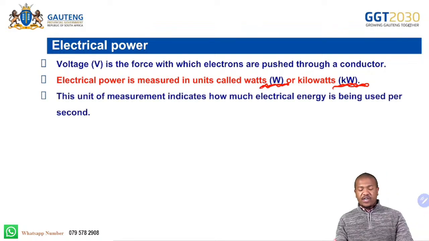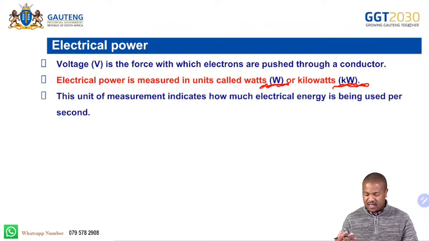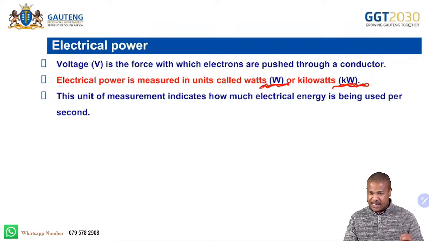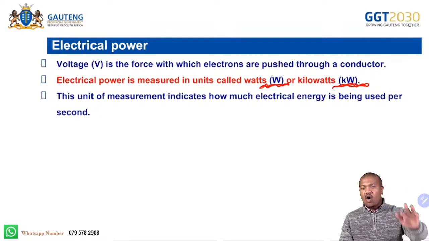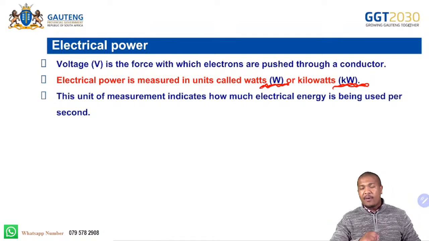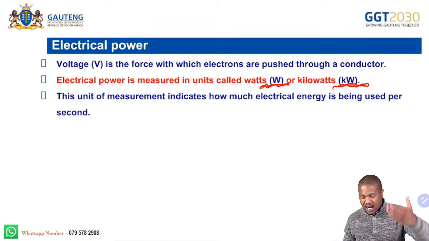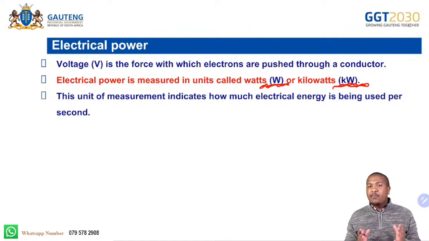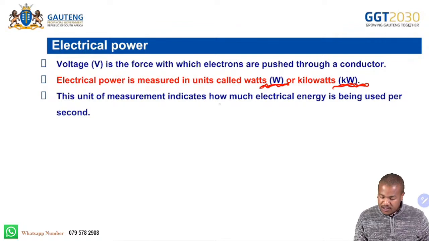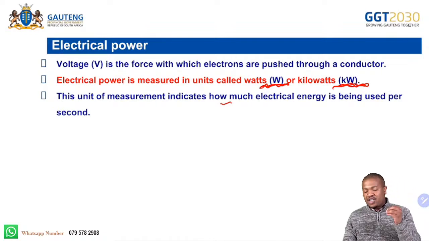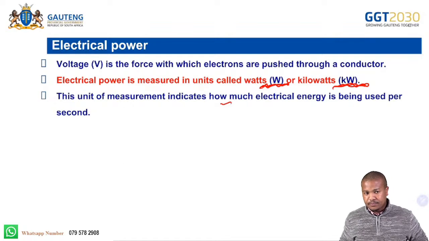This unit of measurement indicates how much electrical energy is being used per second. As you plug in that kettle, as you plug in your microwave, as the fridge is running as well, these measurements, kilowatts and watts, indicate how much electrical energy is being used per second, per minute, per hour, per day, per month, so that we can determine the cost of electrical power and pay for electricity in the correct way.